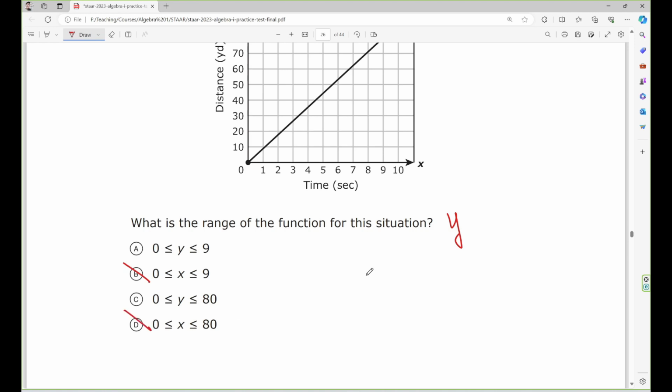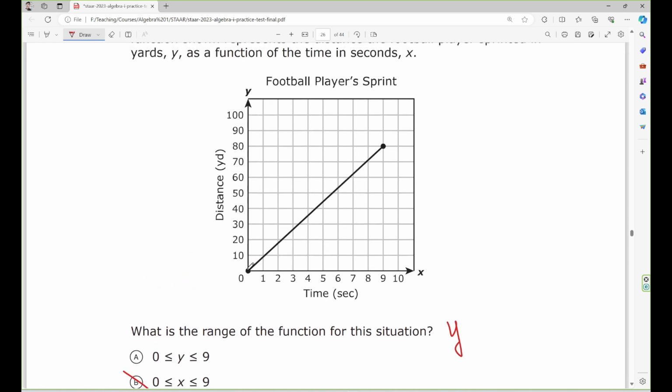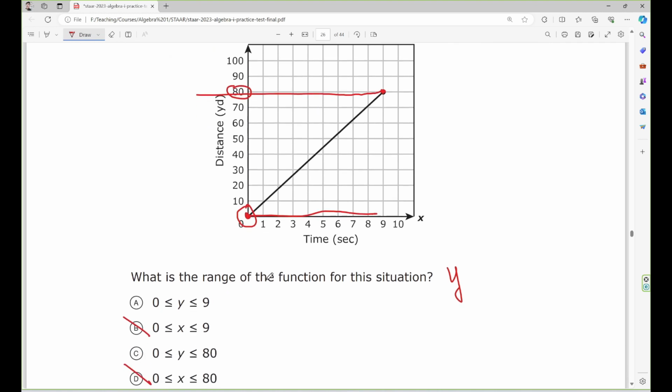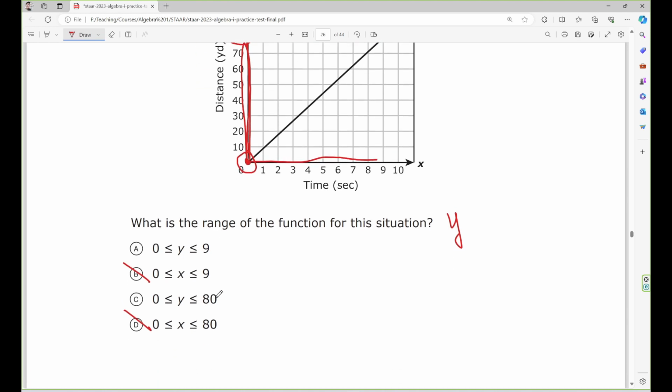Now you see that it starts from here and ends right here. For y, draw a horizontal line, 80. This horizontal line is 0. You see that the closed circle means you accept the number right here, you accept the 80. You need to accept the 0 too. So it should be 0 to 80, between this and this. This is your range, 0 to 80. It is right here, this row.